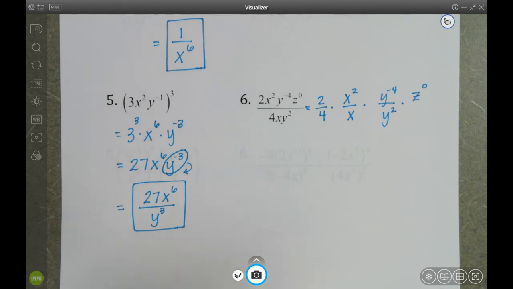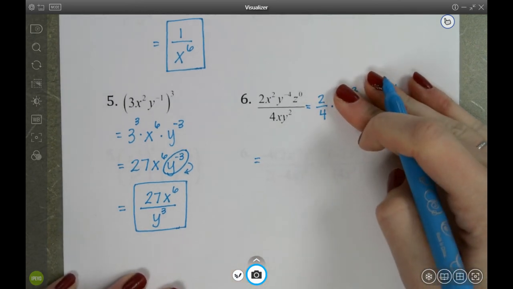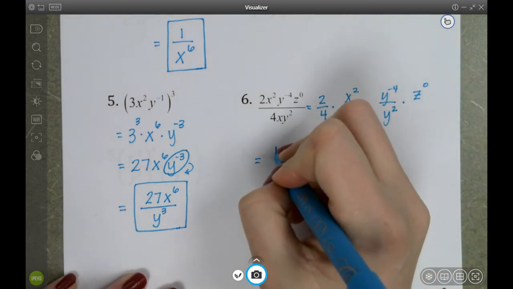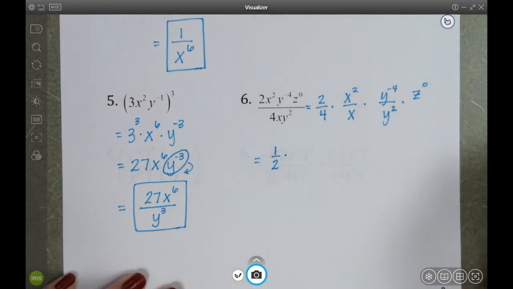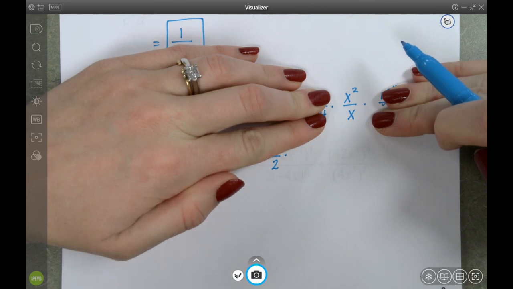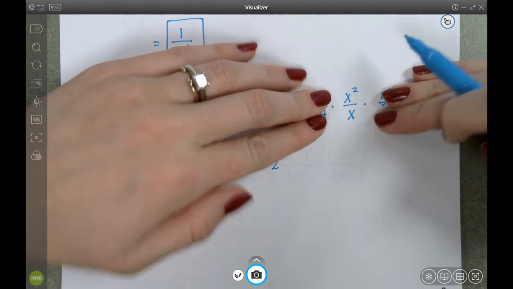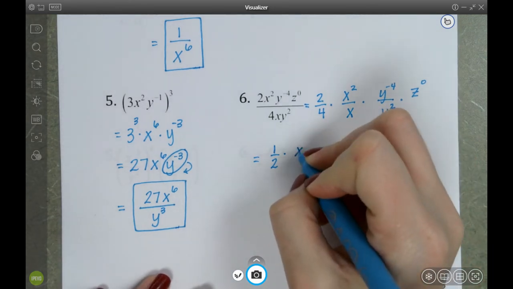And then I'm going to look at each piece individually. So if I just look at 2 over 4, what does that simplify to? 1/2. Right? Then look at x squared over x. What can you do with those exponents? Subtract them. What is 2 minus 1? 1. So this is going to be x to the 1st power.